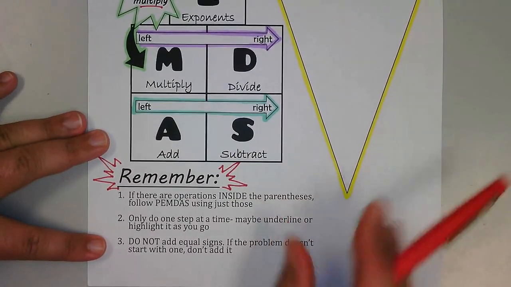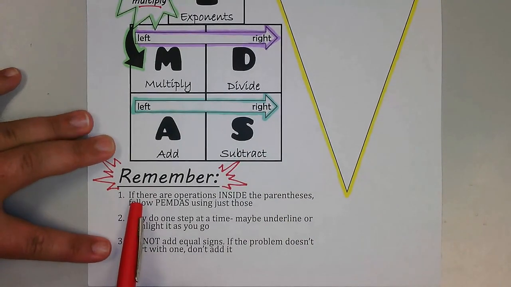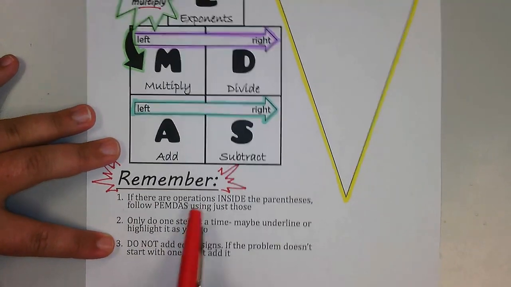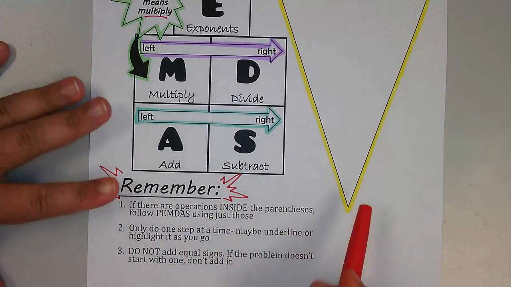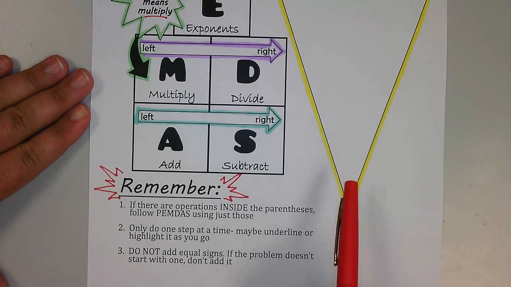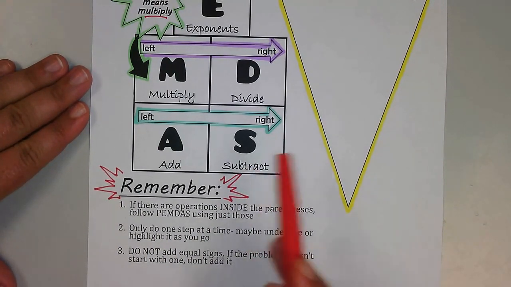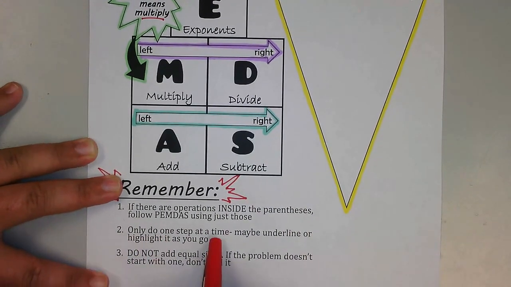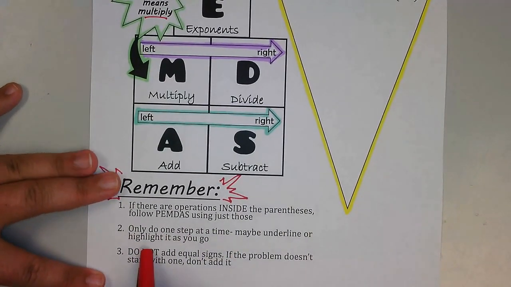Now I just have some reminders down here that if there are operations inside the parentheses, follow PEMDAS again. So you know that you need to start with the parentheses, but if there's lots of things to do in there, start with order of operations. Parentheses, exponents, yada, yada, yada. Then only do one step at a time. Maybe underline or highlight as you go.